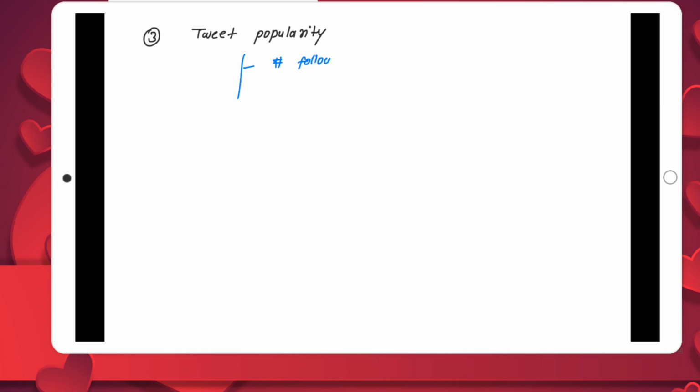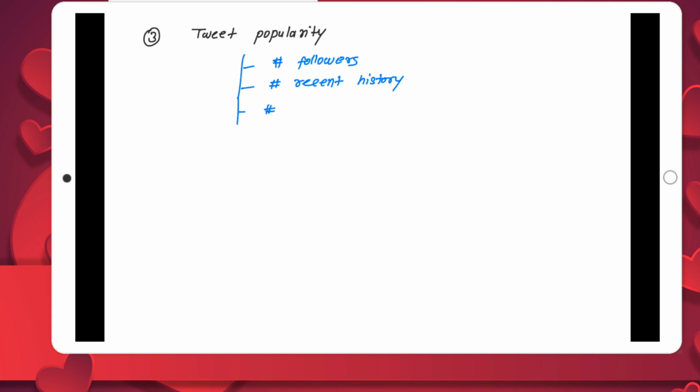such as how many followers there are, and of course recent history. Recent history means if a tweet was gaining more retweets previously, then it is also very likely that most of the people are going to retweet it again. All right.